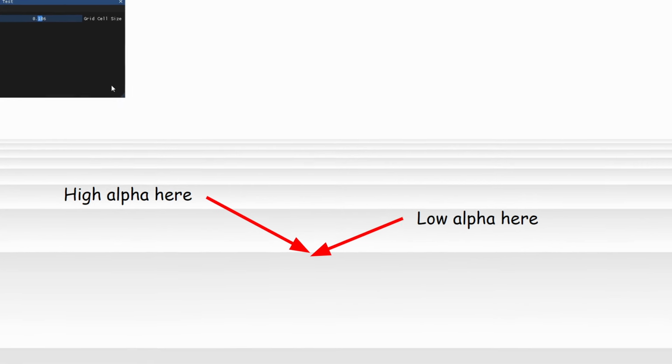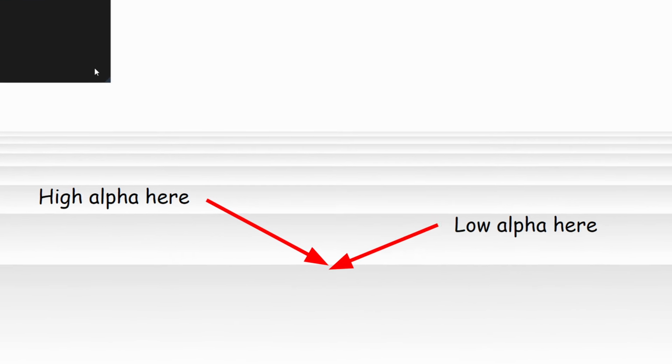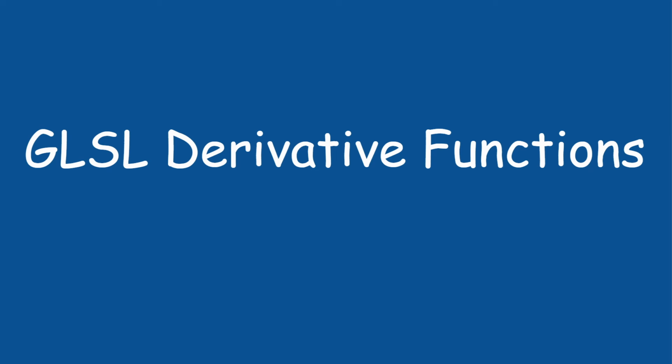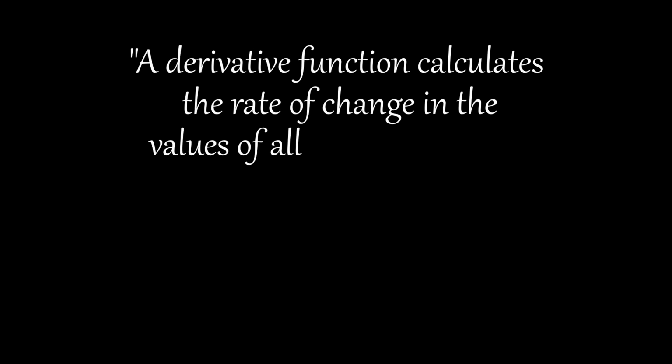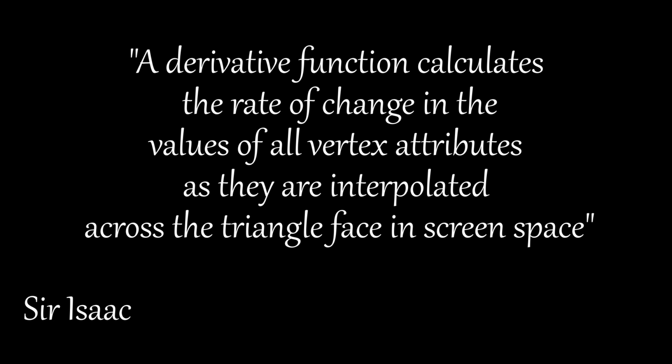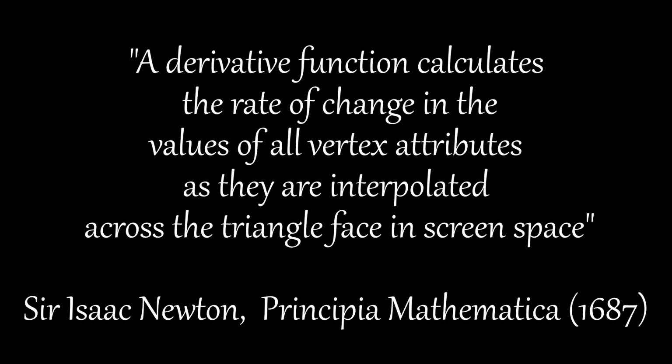Okay, but we want to get an actual line and not some sort of interpolation. This means that the alpha value should be high on the grid line, and then it should drastically drop to get the background color. Enter the derivative functions of GLSL. A derivative function calculates the rate of change in the values of all vertex attributes as they are interpolated across the triangle face in screen space.